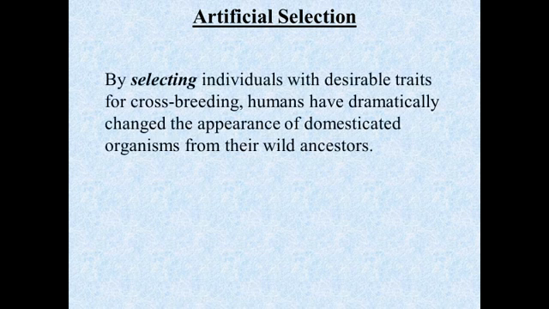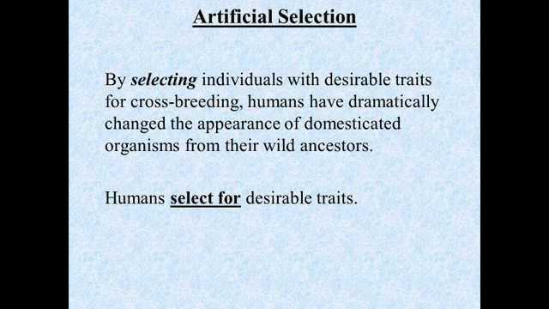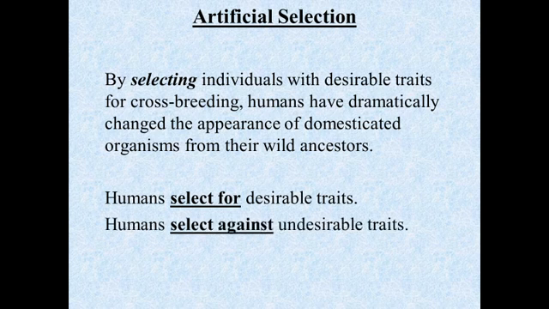Okay, so artificial selection, what is that? Well, that's what people do when they breed animals or breed plants. They select individuals that have traits that they want, and they don't breed the individuals that don't have the traits that they want. So we start off with some wild ancestor, and we select for the desirable traits, and we select against the undesirable traits.